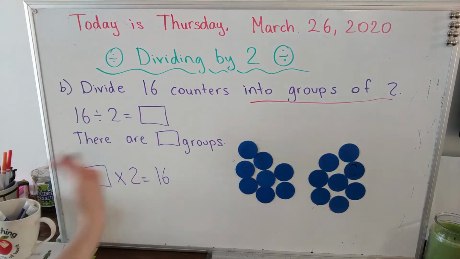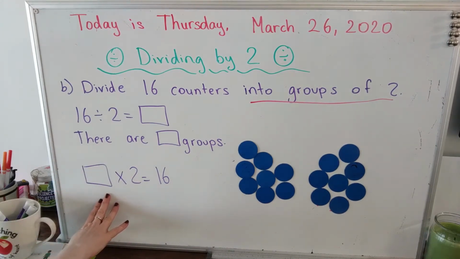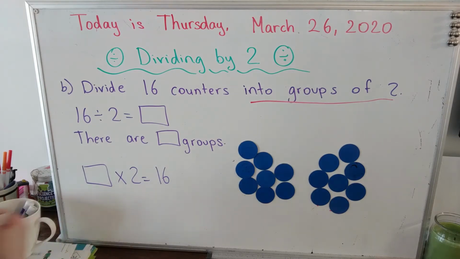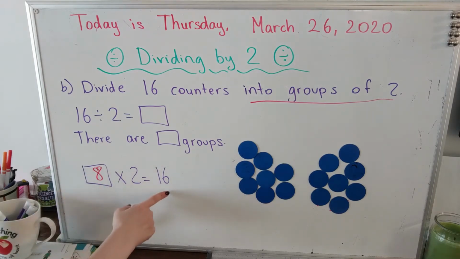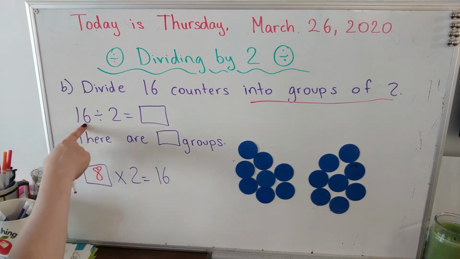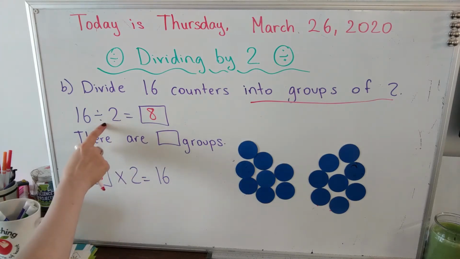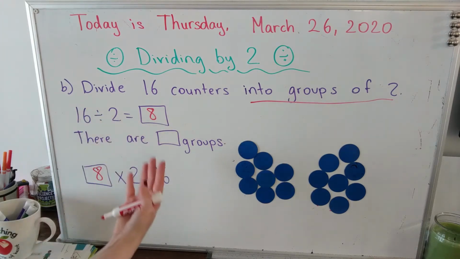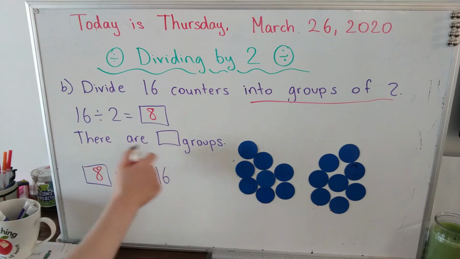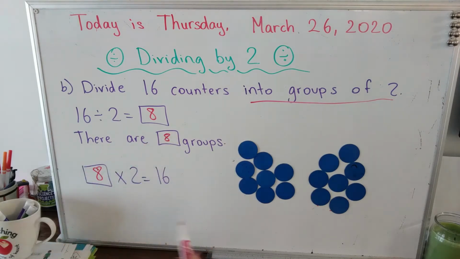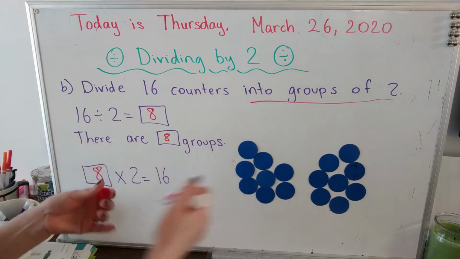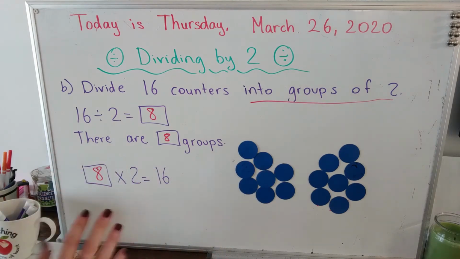So let's use our knowledge of multiplication first and say what multiplied by 2 gives us 16. 8. 8 times 2 is 16. That means 16 divided by 2 is also 8, because the opposite of multiplication is division. So I know my answer is going to be 8. There are 8 groups of 2. But let's practice and move these things around to check to see if we are correct.